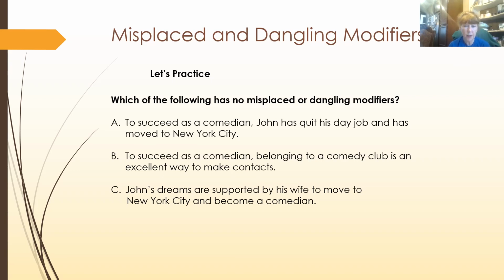Okay, so I think it's A has no misplaced or dangling modifiers because to succeed as a comedian is right beside the noun John. The second one has none, so it's dangling. And the third one, C, is confusing because we don't know if it describes John or his wife to move. Or John's dreams. Yeah, that's what I meant. John's dreams. Yeah, exactly.